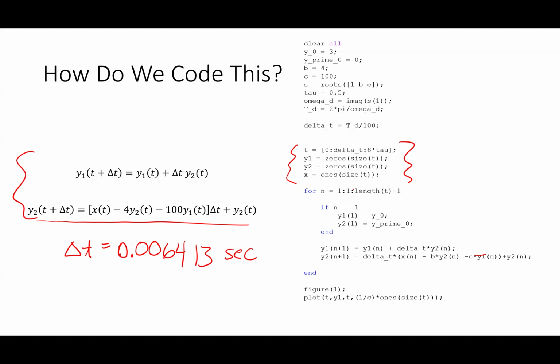And x is ones of size of t. What's the output of that? If I run that function, ones of size of t, what would come from that? Yeah, a vector that's all ones, or really a matrix of ones that has the size of t. But in this case, t is 0, colon, delta t, colon, 8 times tau. Is that a row vector or a column vector? It's a row vector. So that means I get a row vector of ones. And then y1 and y2 are row vectors of zeros. Okay, so this is me initializing stuff.